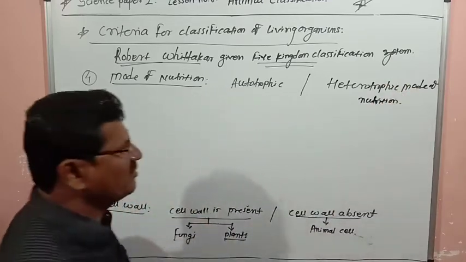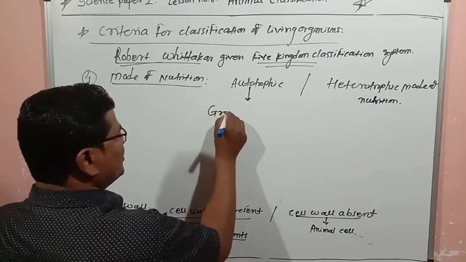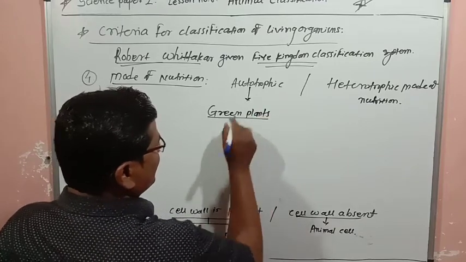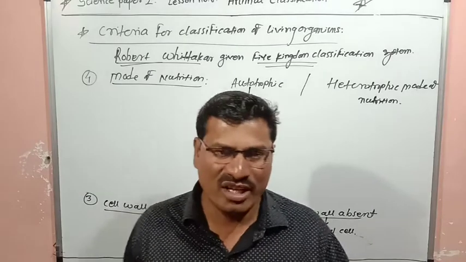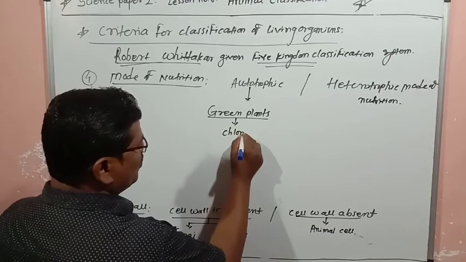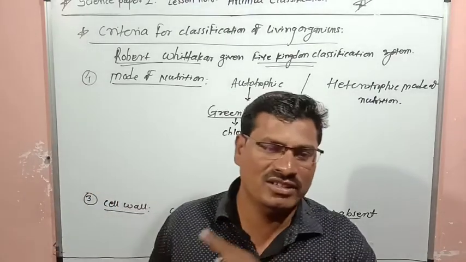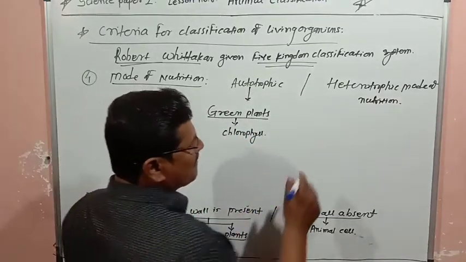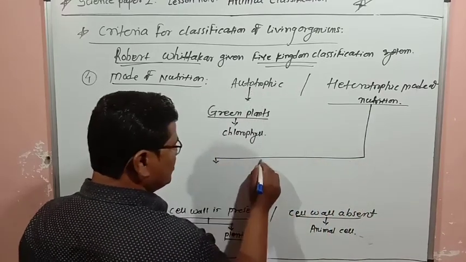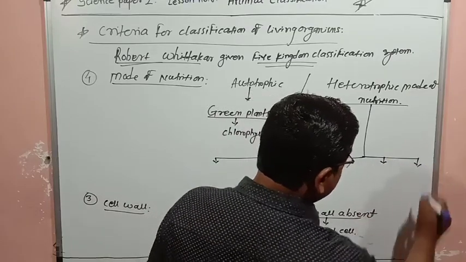So whether that organism is autotrophic or heterotrophic. In autotrophic, you can give the example of green plants. Green plants are autotrophic because they have chlorophyll, and that's why they can do photosynthesis and synthesize their own food. Next is the heterotrophic mode of nutrition. In that, different modes of nutrition are there. We'll see how those organisms are classified according to the mode of nutrition.